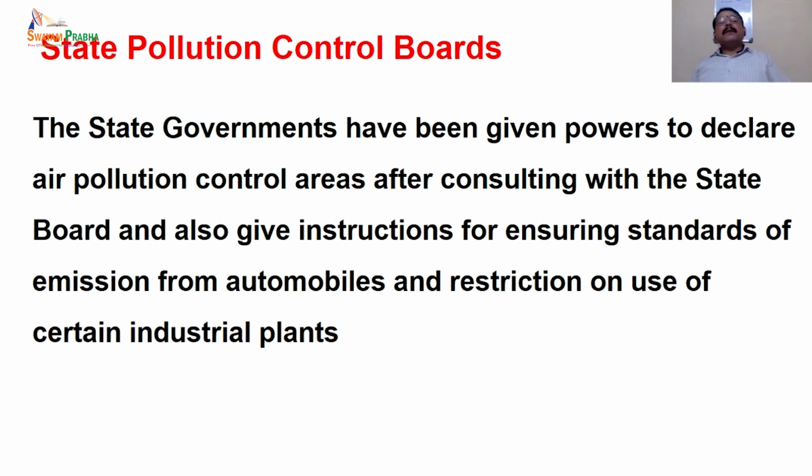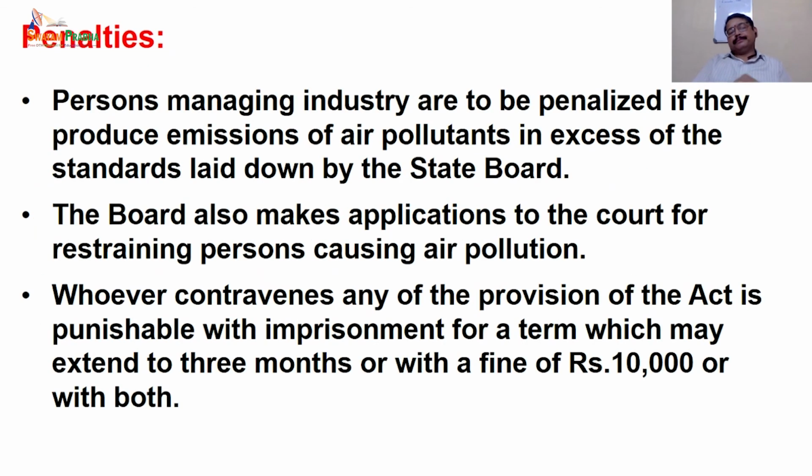Now, the state pollution control boards have been given some powers. After consulting with the state board, the state government can take action over an industry, or it can revise and ensure the standards, especially for the emission of air pollutants from two-wheelers or from industries. They can even close certain industrial activities or industrial plants if they are found to violate the laws and the standards given by the pollution control boards.